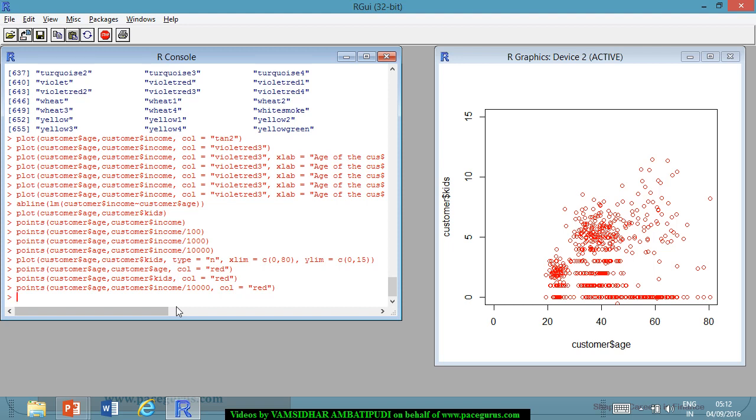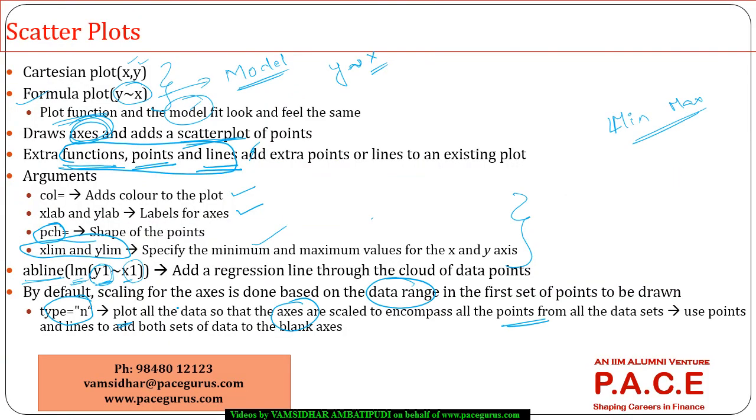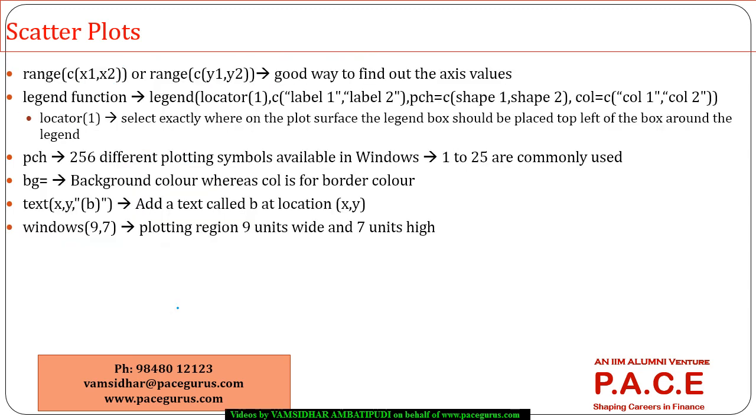So the whole thing will typically come up when I am initially setting the type to n, so that the axes are scaled to encompass all the points from all the data sets. So initially you can create a blank plot. After that you can start adding the different kinds of points to it. That's one kind of improvisation that you can do with respect to your scatter plot. We have already given the range in each of the cases, the x limit and y limit.